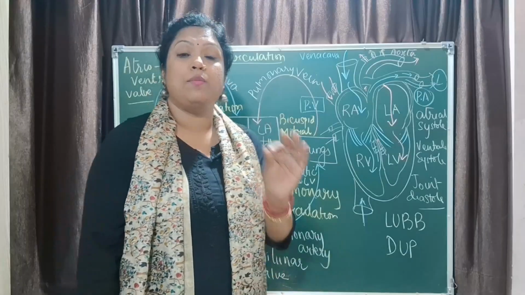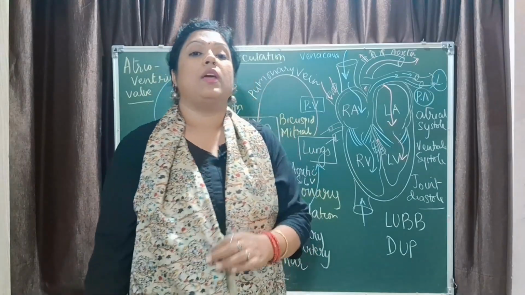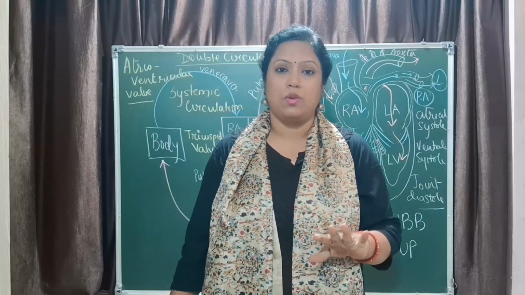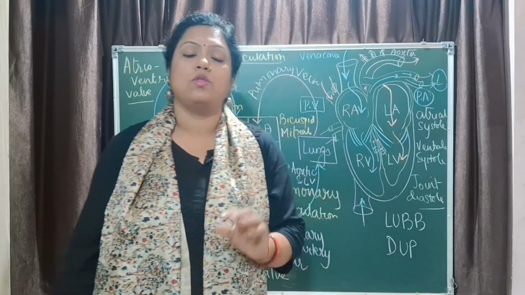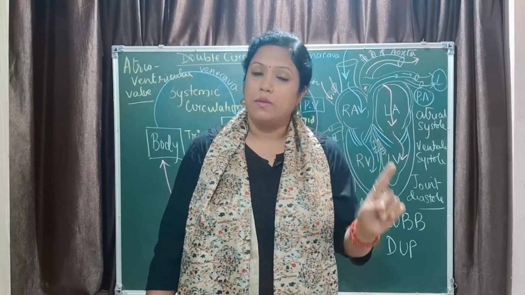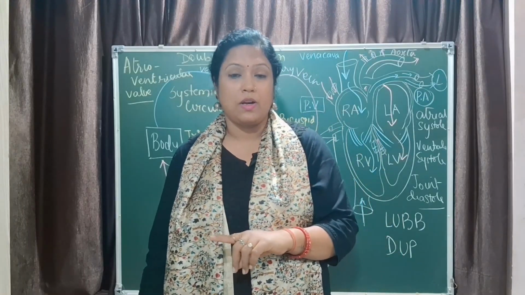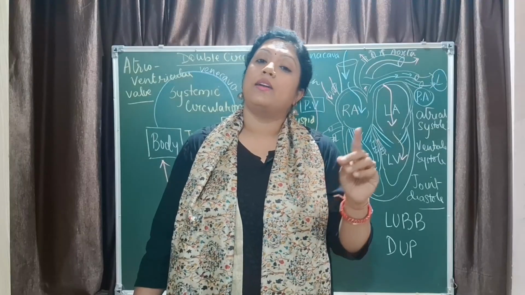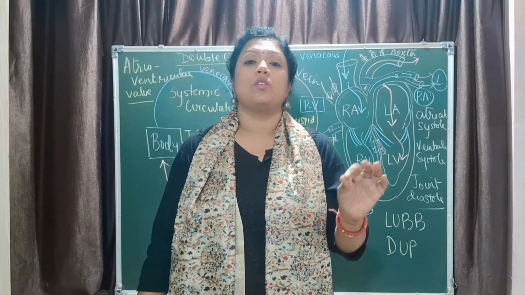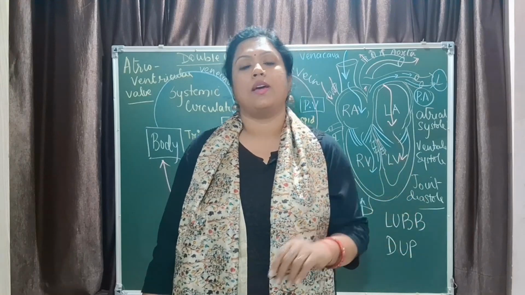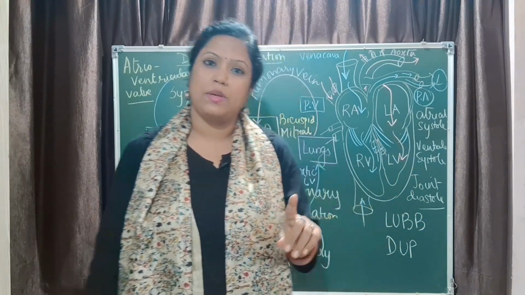So it makes a very important question for the board. Name the valves responsible for the production of lub and dup sound. The lub sound is produced due to the closure of atrioventricular valves, that is tricuspid and bicuspid valve, during ventricular systole, and dup sound is produced because of the closure of semi-lunar valves during the joint diastole. Is that clear?